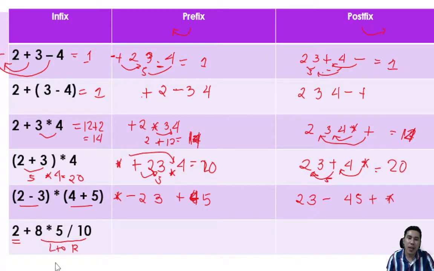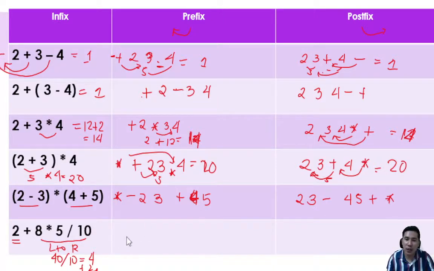So, this is like 8 times 5 is actually 30. Joke lang. Then divided by 10 is actually 4, which is plus 2. A plus 2 is actually 8. 6 bitaw. So, you have 6. Right? Yeah. So, let's convert this to prefix.